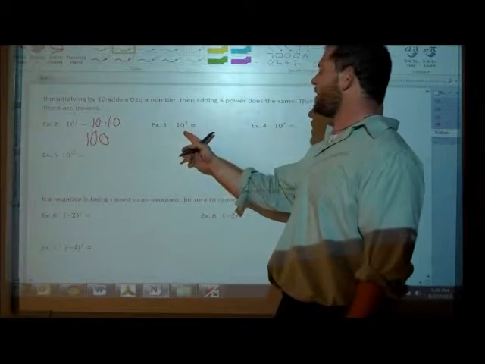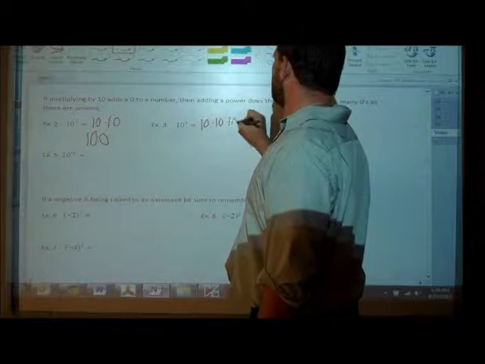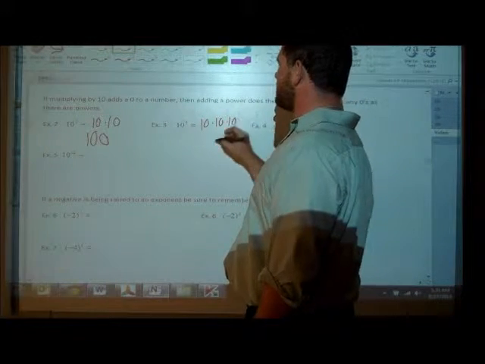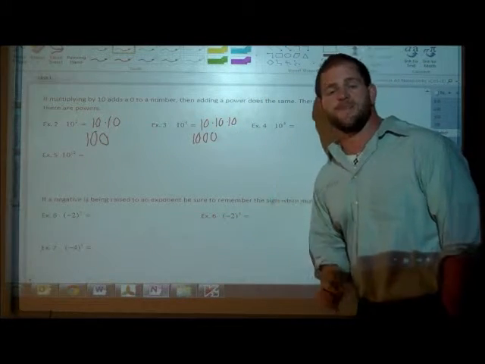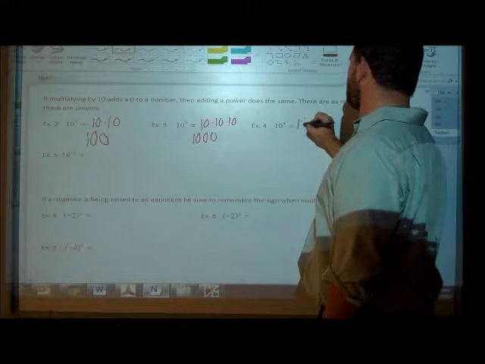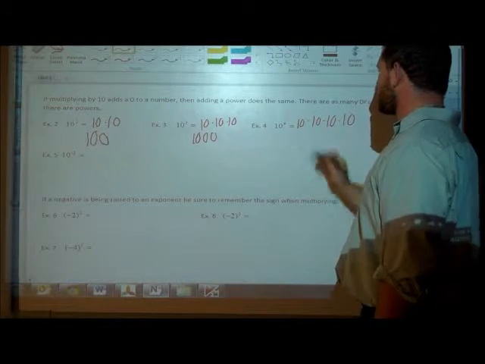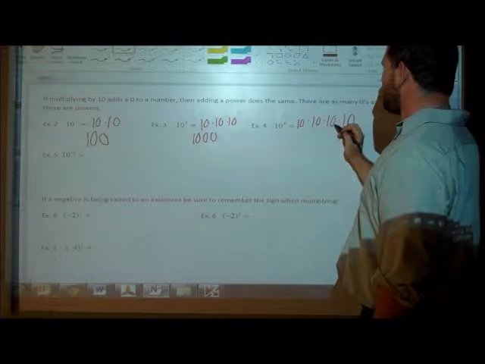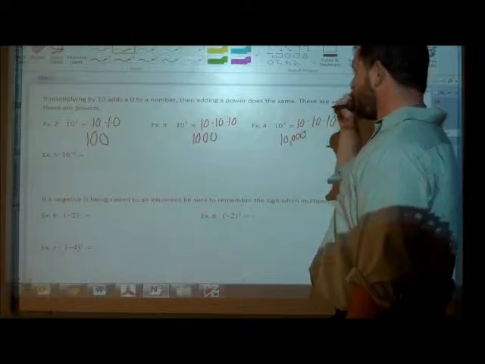For 10 to the third, I can go 10 times 10 times 10. Well, 10 times 10 is 100, and 100 times 10 is 1,000, which is going to be my correct answer. I can do 10 to the fourth. 10 to the fourth is going to be 10 times 10 times 10 times 10. 10 times 10 is 100, times 10 is 1,000, times 10 is 10,000. Right? And that's easy enough.